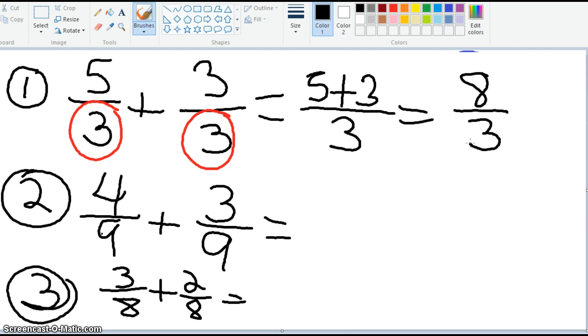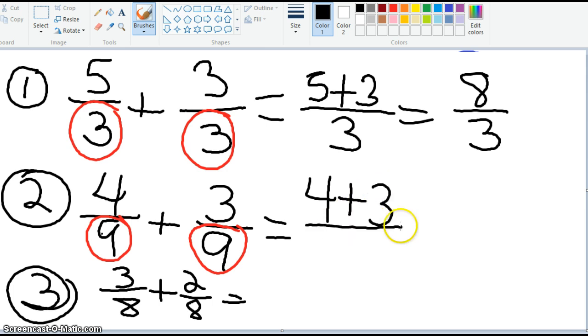For number 2, we're going to do the same exact thing. Our denominators are one and the same. They're all 9s. So we're simply going to rewrite this problem as 4 plus 3 over 9. And this problem can be solved by adding 4 plus 3, which is 7, over 9. So 7/9 is the answer that you should have gotten for number 2.